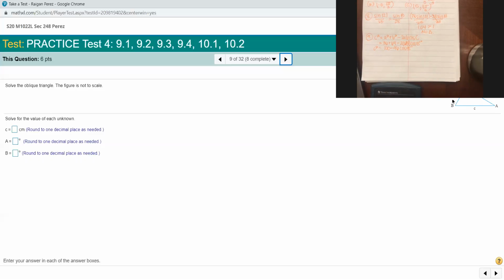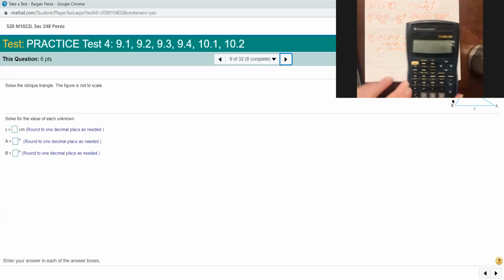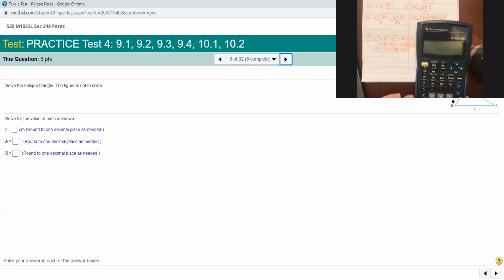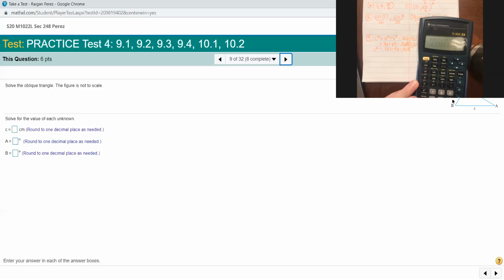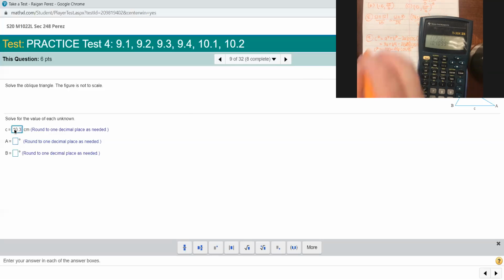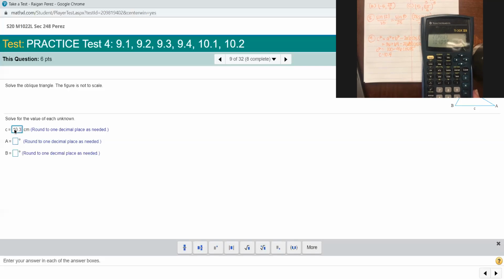So I'm going to plug all that in the calculator. I guess I can kind of show you. So 100 minus 96 times cosine of 95 equals that, but then I got to take the square root of it. So answer equals 10.41, round to one decimal place, so 10.4. So C is equal to 10.4. Okay, and then now that you have the side opposite, you can use law of sines, which is what I like to do because it's easier.